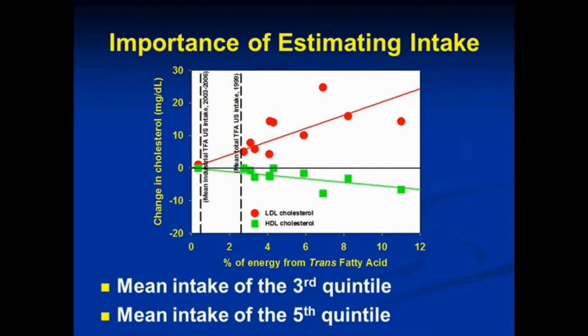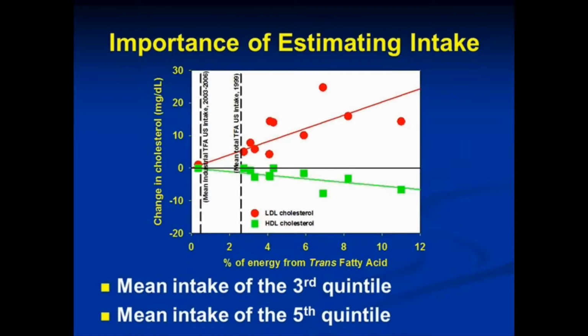This line here is the estimate of the current U.S. intake of partially hydrogenated vegetable oils from the recent paper put out by FDA, published in February of this year, showing that current trans intake, based on their modeling exercise, is about 0.5% of energy. So it's dropped significantly in the last 10 or 12 years.